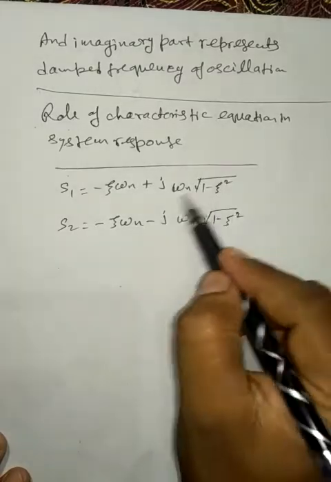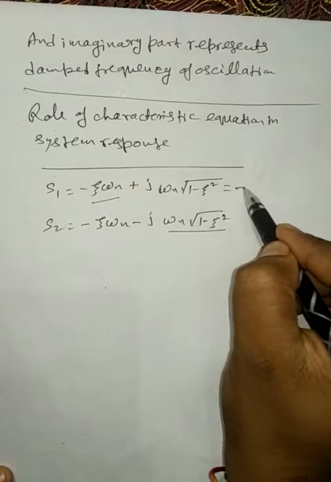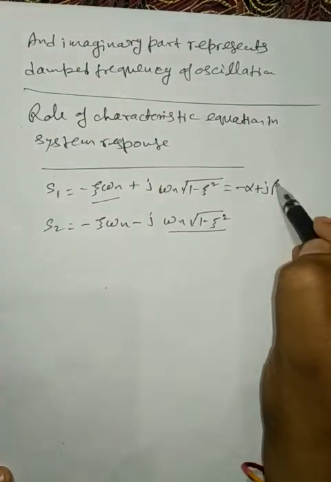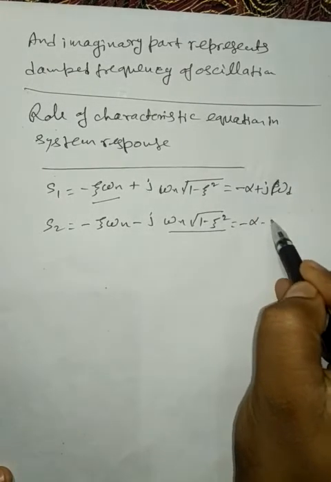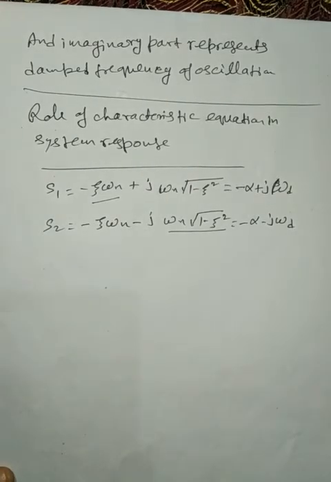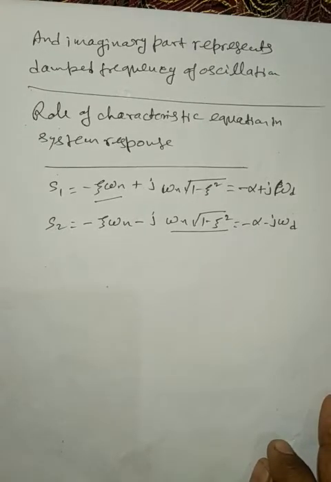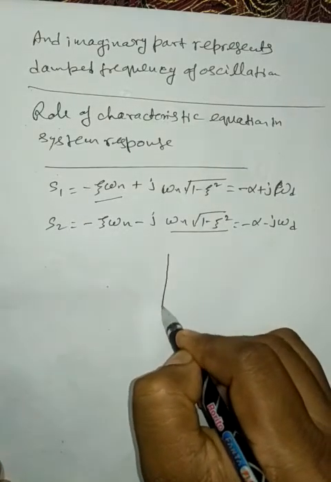And let us consider this one is alpha and this one is beta, so this can be written as minus alpha plus j beta, or I can write it as omega d only, and here minus alpha minus j omega d, right? So to understand the role of roots in system response, let us draw a graph like this.